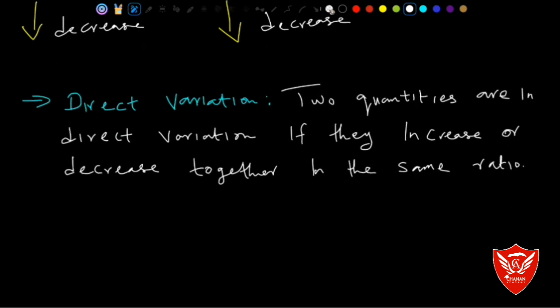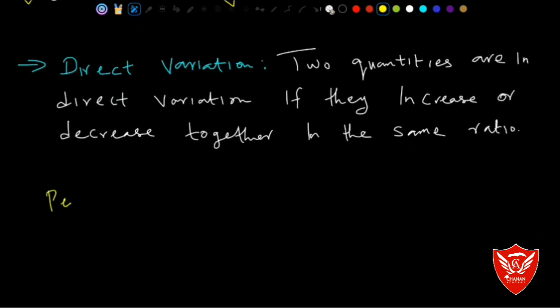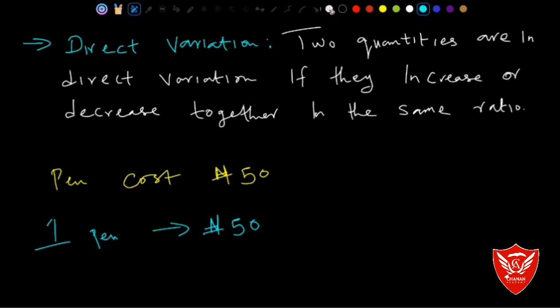So now let's take an example. Suppose in a shop, a pen costs 50 naira. If you buy one pen, the cost is going to be 50 naira. Now, in this case, the more pens you buy, the more money you pay. So it means that an increase in the number of pens also leads to an increase in the cost. This type of relationship is known as a direct relationship because if one of these quantities increases, the other also increases.